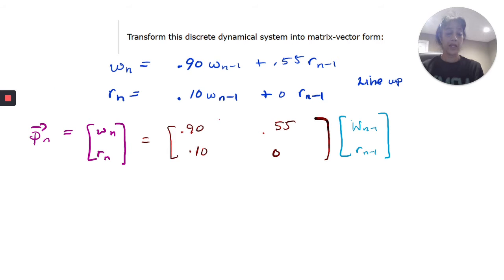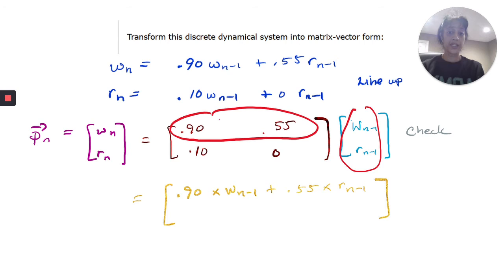Now I'm going to do something that's funky. It's going to appear like I factored out the W sub n minus 1 and R sub n minus 1, but it's actually a matrix multiplication, because if I go backwards and I take the first row dot the first column, I get 0.9 times W sub n minus 1, which is the first term, plus 0.55 times R sub n minus 1, which is the second term. I'll do the same thing to the second equation, the second row. Second row dot first column gives me the second component. I thought I had this written out. I probably did and somehow deleted it. But I'm going to get exactly 0.10 times W sub n minus 1 plus 0 times R sub n minus 1 and get the second equation.